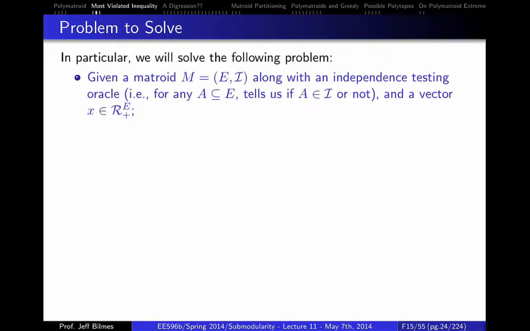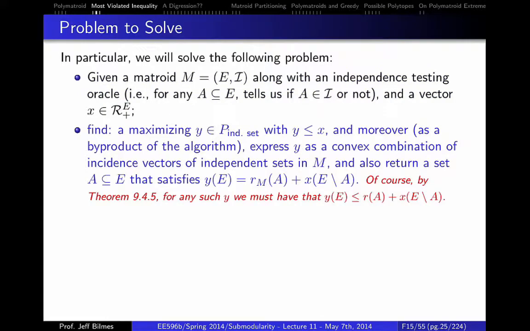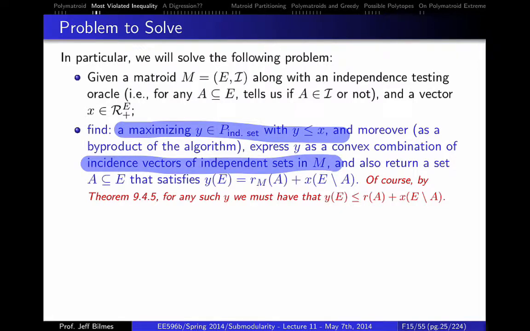Okay, so the problem we're going to solve in particular is we're going to have a matroid. We're going to do this in the matroid case first. And we're going to take a non-negative vector x, and we're going to find a maximizing y in the independent set, in other words, a p basis of x. And we're going to express y as a convex combination of incidence vectors of the independent sets in the matroid. And also we're going to return a set A that satisfies the right-hand side of this inequality tightly.